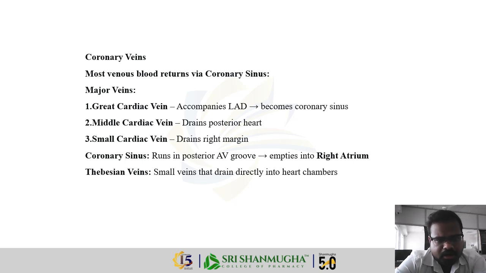Then the coronary sinus runs in the posterior atrioventricular groove, then empties into the right atrium. This is the major coronary vein, and it empties all the deoxygenated blood into the right atrium. Then the Thebesian veins are small veins that drain blood directly into the heart chambers themselves.